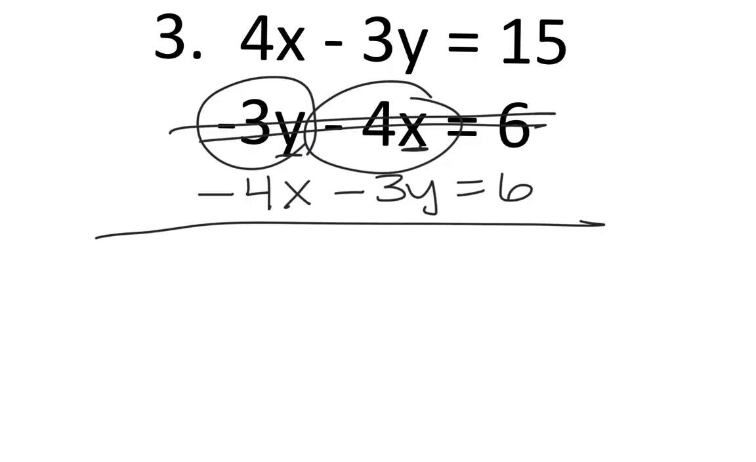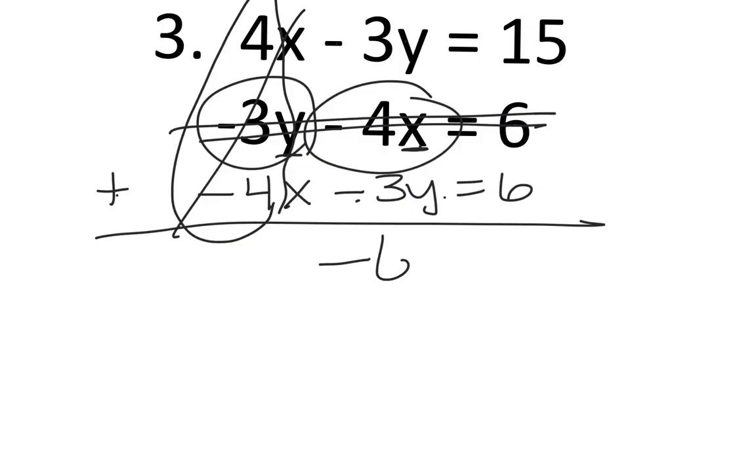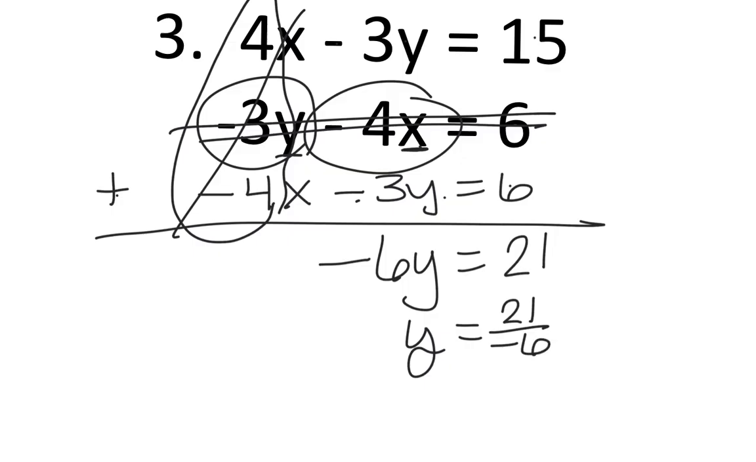Okay, so now we're going to look at our coefficients. Well, for my x's, I got a positive 4 and a minus 4, which is what we want. So those will cancel out. Negative 3y plus negative 3y is negative 6y. 15 plus 6 is 21. So we're going to divide by negative 6, so it would be 21 over negative 6. And we can reduce that to 7 over negative 2, which is the same thing as negative 3.5.